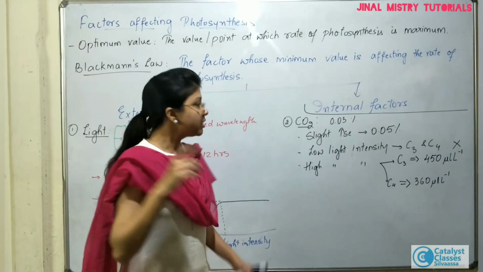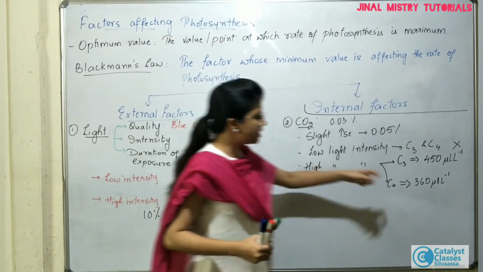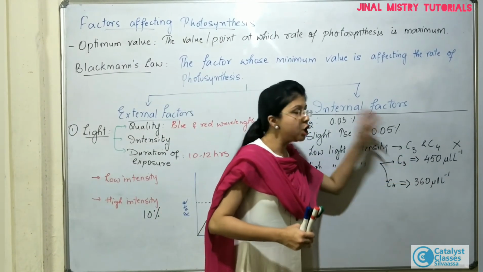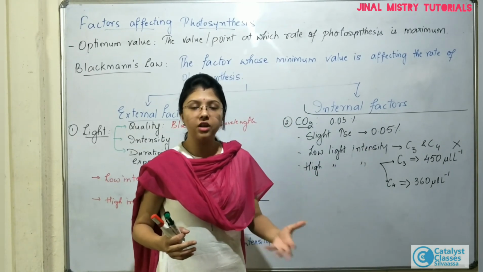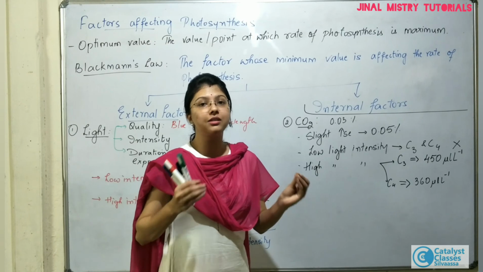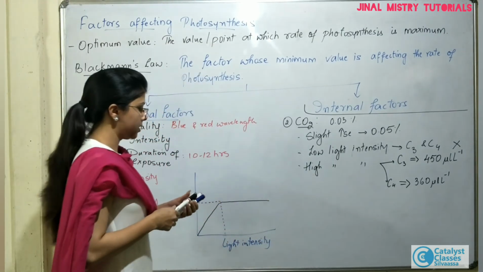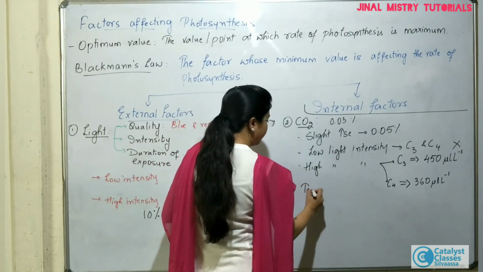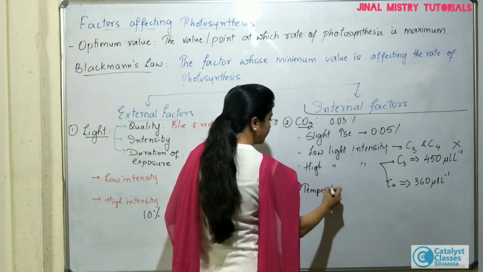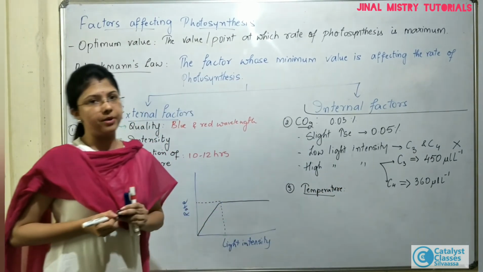Now again, here also, as I said, carbon dioxide concentration should be increased only up to the saturation points I have written. It should not exceed much more. Otherwise, there will be more carboxylation taking place, which is going to destroy the cells of the leaf where photosynthesis takes place. The third external factor that affects the photosynthesis process is temperature, right?